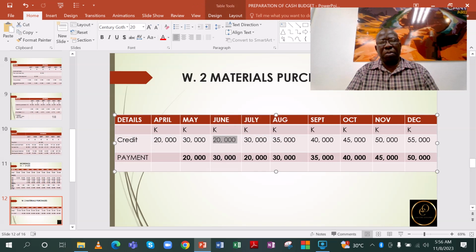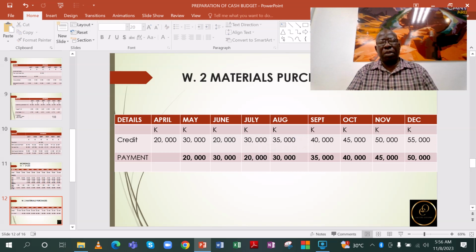Equally, 20,000, there will be a lag of 1 month to be paid in May. All these will follow the same pattern because of that note. So this reflects how the payments of the credit purchases were done. So that's what we pick.